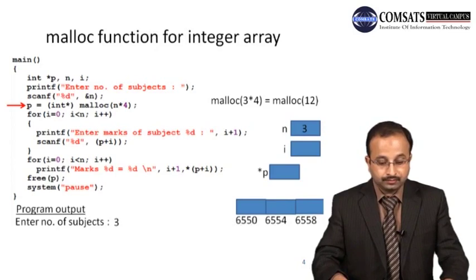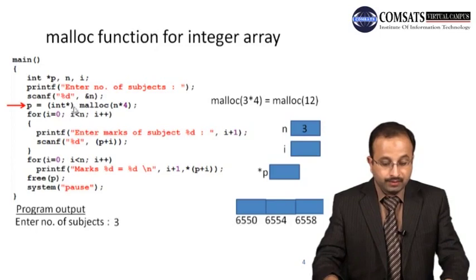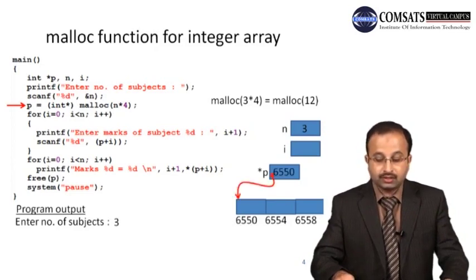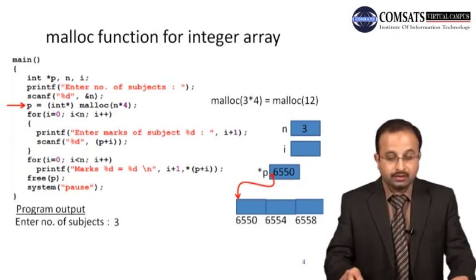And then the address, this function returns the address, and that address will be stored in p. So the address will be stored in p. Now p pointer points to this memory location, right? I hope this malloc is now clear.